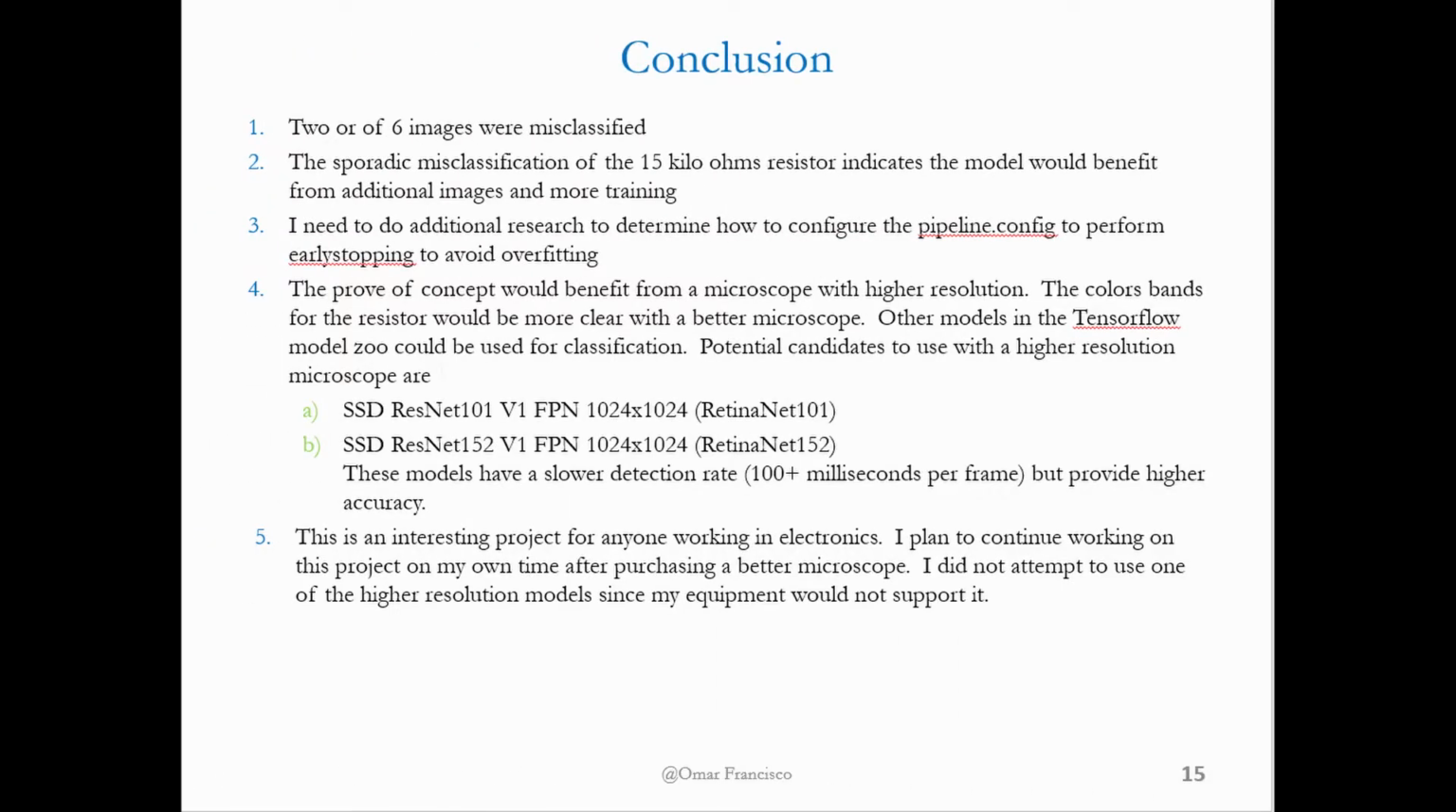In conclusion, the still image classification would benefit from additional pictures since not all the images were detected successfully. One feature I could not figure out how to program in the pipeline is early stopping to minimize overfitting. I will need to do additional research to understand how this is done via the pipeline config file. This project would benefit from a better microscope that provides better colors for the different bands of the resistors. This would open the door to use higher resolution models, which are slower but with higher accuracy.